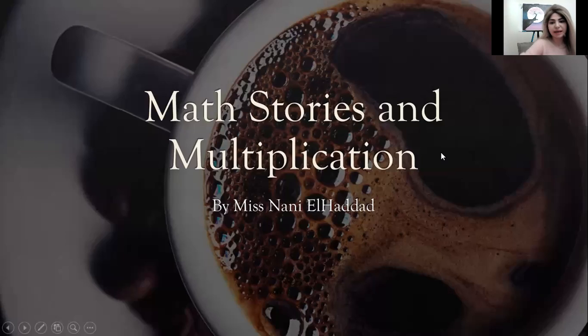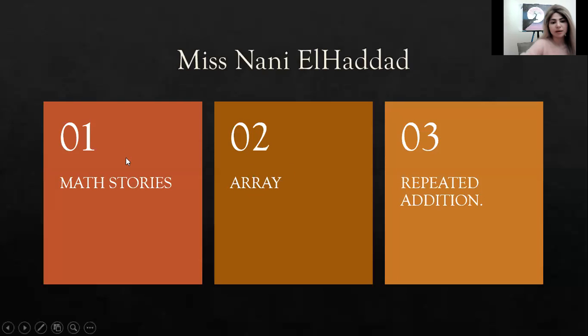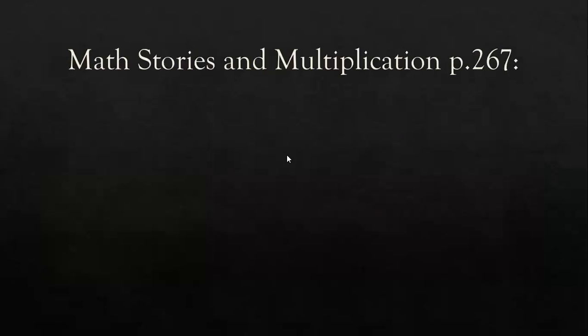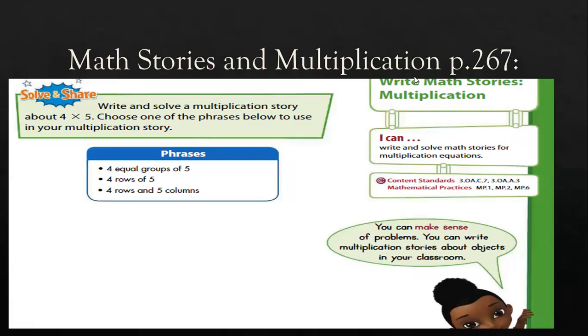Okay, math stories and multiplication. The first one we have is math stories, array, repeated addition. Page 267, write and solve a multiplication story about 4 multiply 5. Choose one of the phrases below to use in your multiplication story: 4 equal groups of 5, 4 rows of 5, 4 rows and 5 columns.